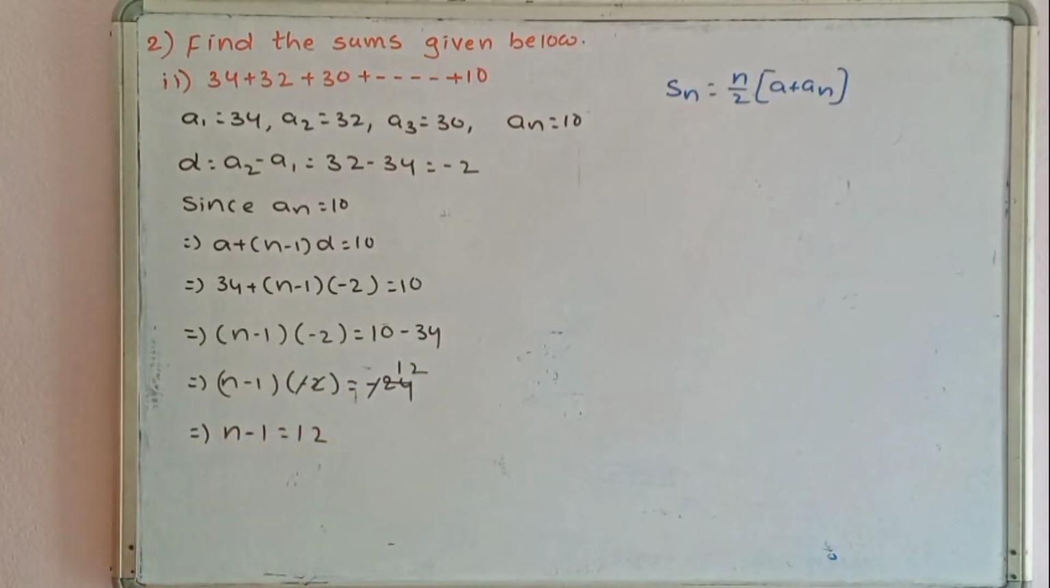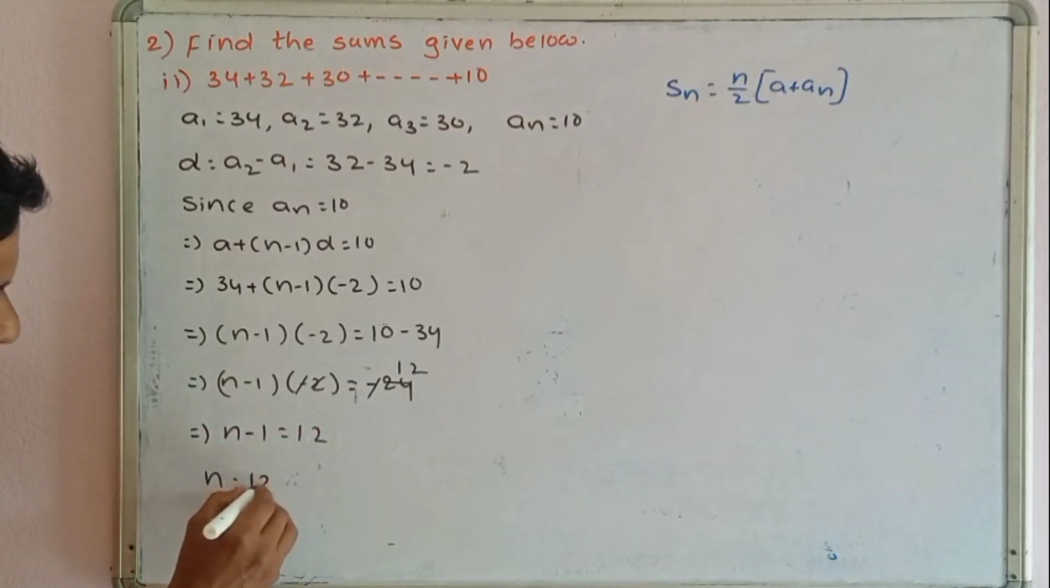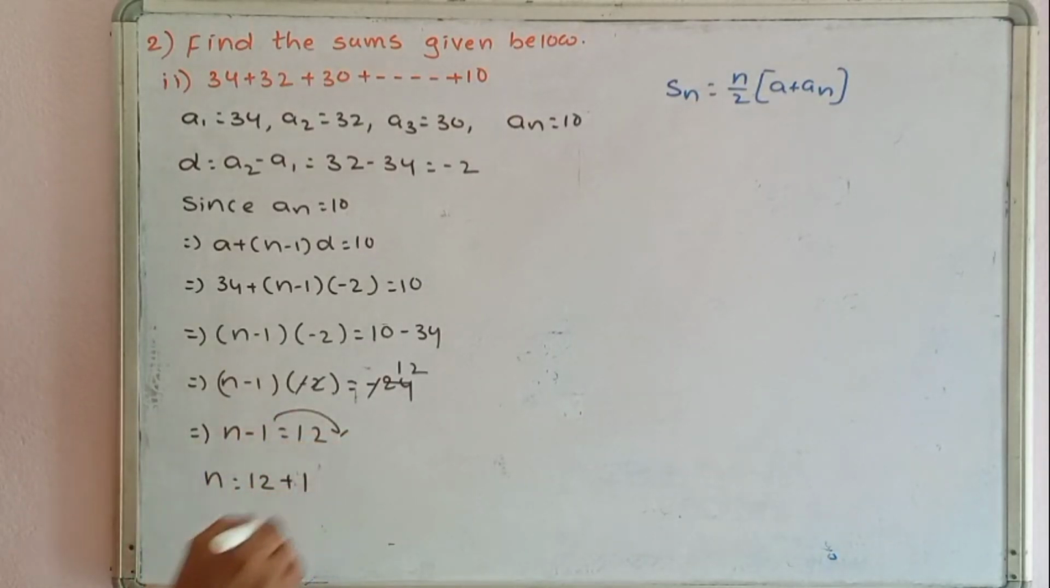n minus 1 equals 12. So n equals 12, transposing minus 1 to the right side, plus 1. 12 plus 1 is 13. Therefore n equals 13.